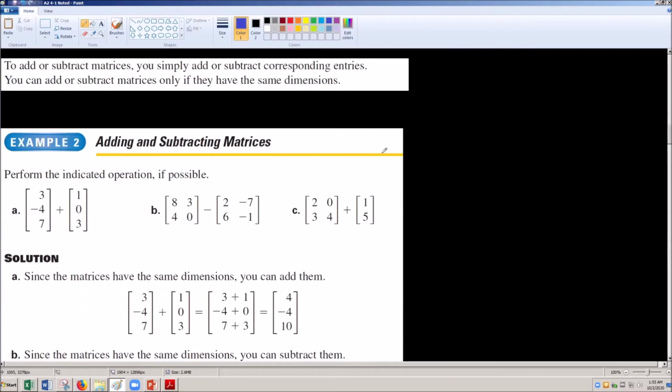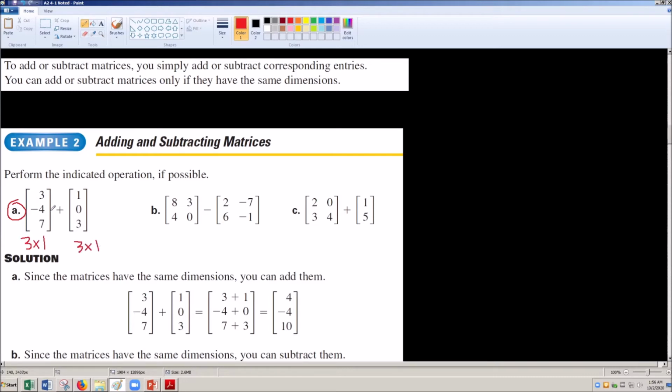If you want to add and subtract matrices, they need to have the same dimensions. All of the corresponding positions will be what gets added together. So I'm going to illustrate in color here what I mean by that. The first one that we're looking at is problem A. In problem A, I've got 3 rows and 1 column. So this is a 3 by 1, and this is a 3 by 1 as well.